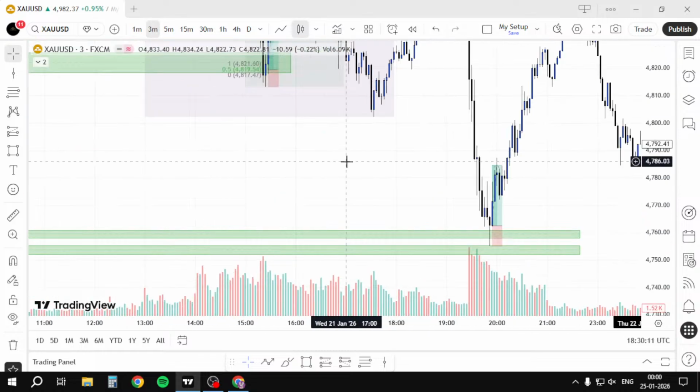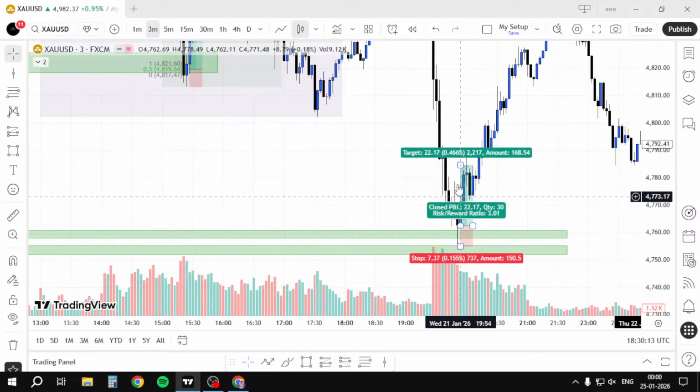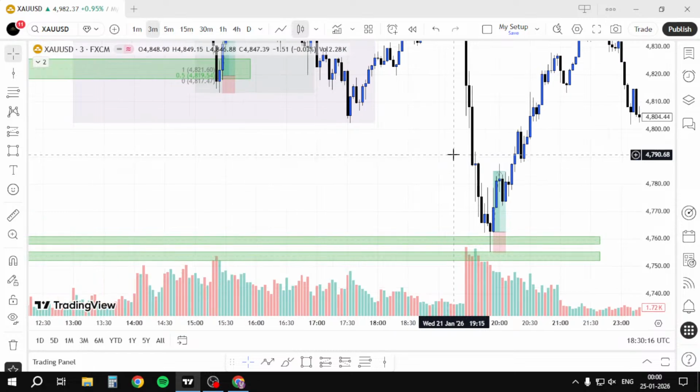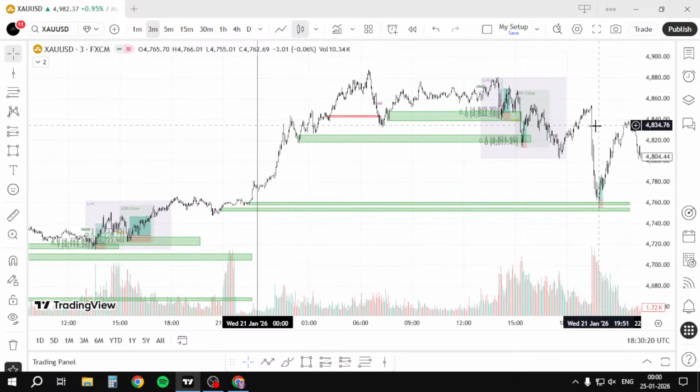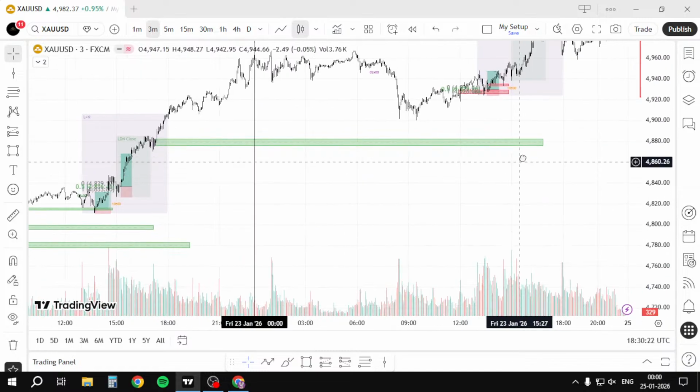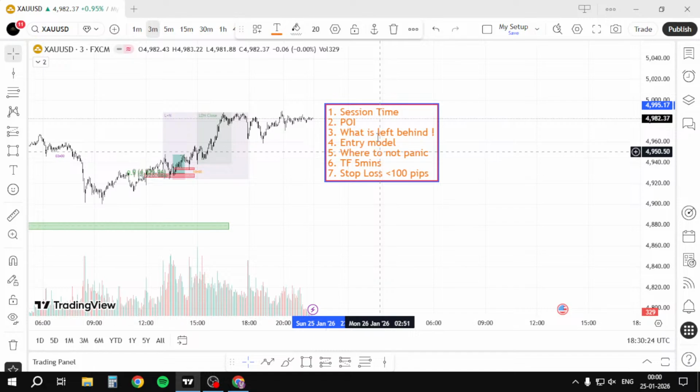Now see here. The same thing happened. You just have to know where liquidity is going to be stopped. And I'm extremely sorry because I didn't mention that in this list.